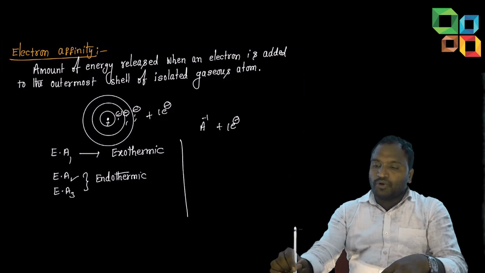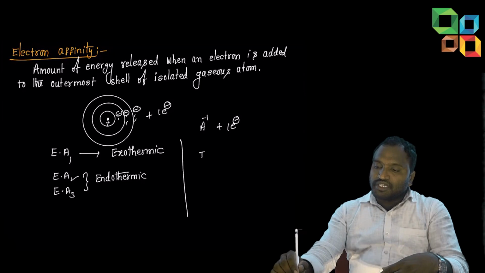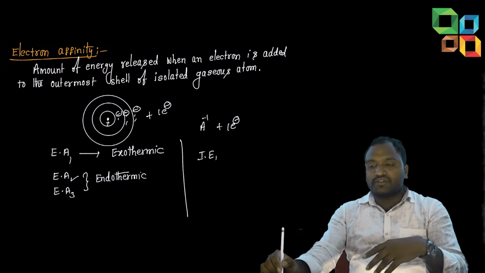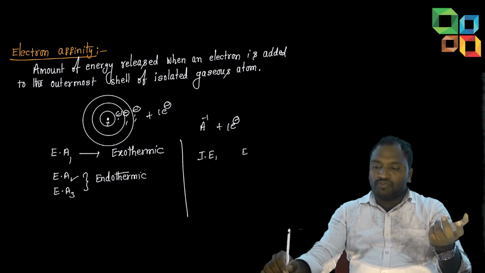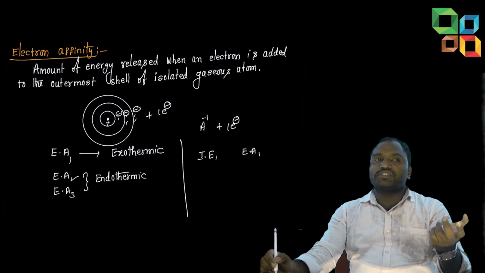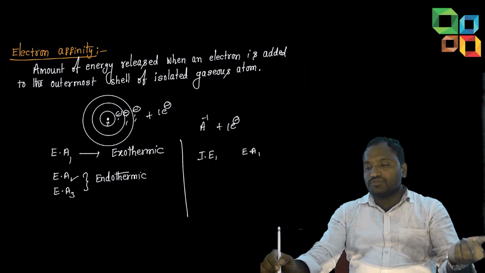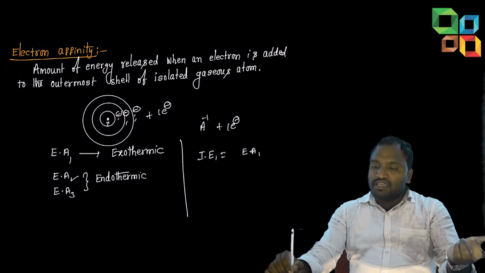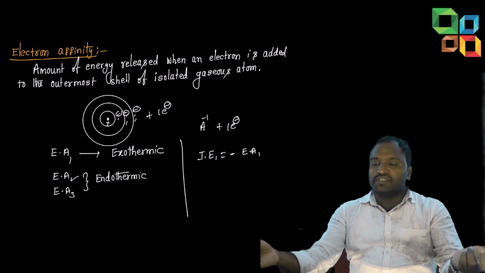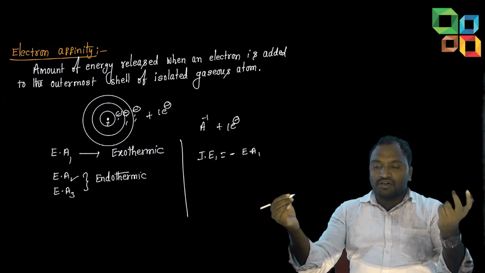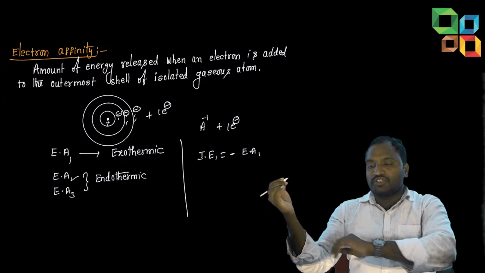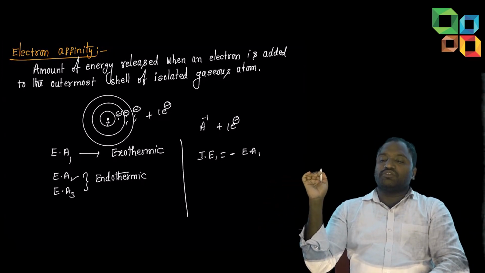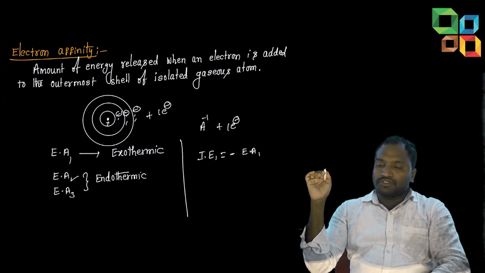Here, one more point I want to give: how much energy you use to remove an electron, the same amount of energy will be released when an electron is added to the outermost shell. So from this, we can write IE1 is equal to minus EA1, or EA1 is equal to minus IE1. But it is better to keep minus for electron affinity 1 since it is exothermic.